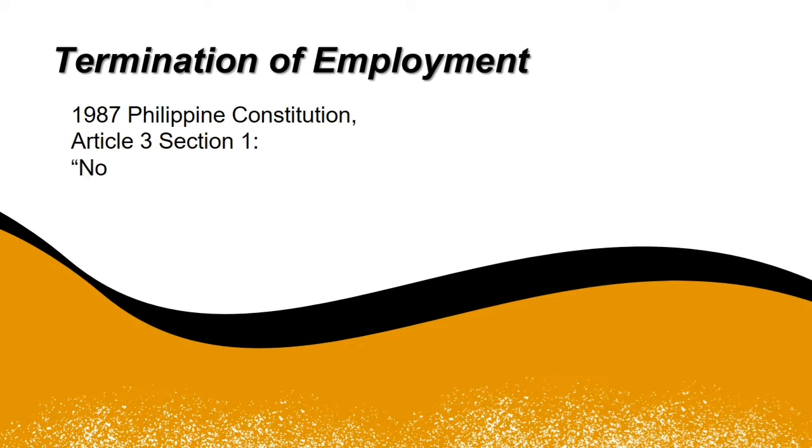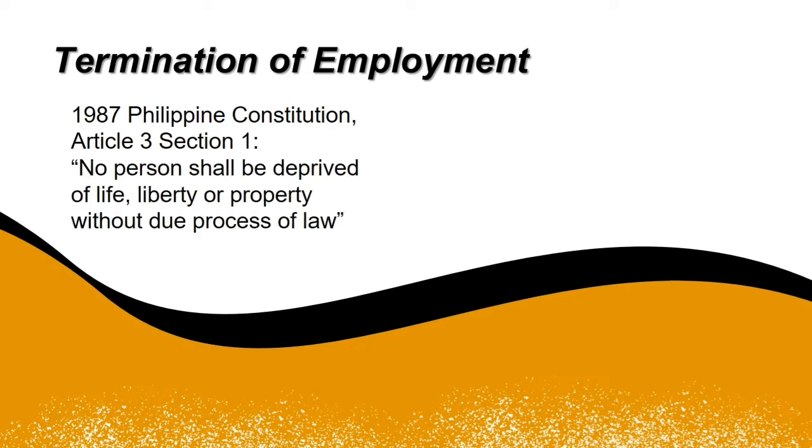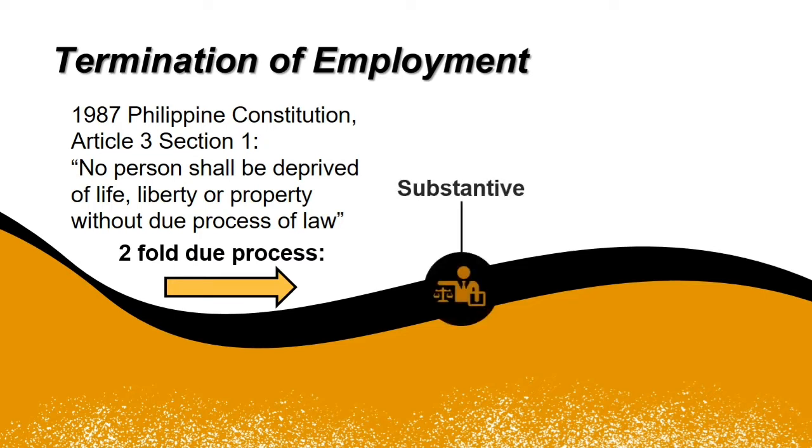Now, under the 1987 Philippine Constitution, Article 3, Section 1, it provides that no person shall be deprived of life, of liberty, or property without due process of law. So the same applies in the termination of employees, particularly that phrase, due process of law. So there are twofold issues of due process. We have the substantive and the procedural.